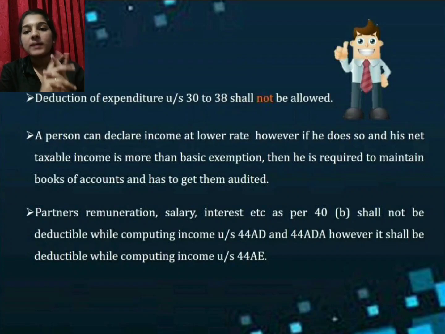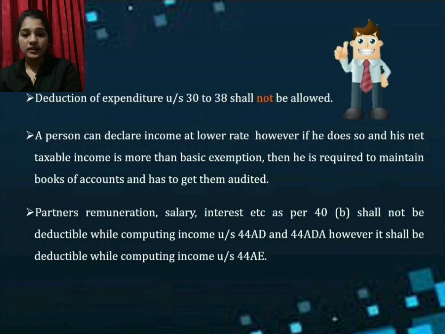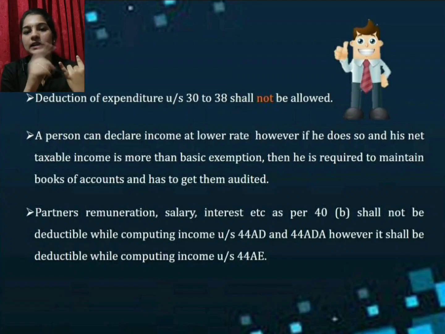Next, partner's remuneration, salary, interest, etc., as per section 40(b) shall not be deductible while computing income under section 44AD and 44ADA. However, it shall be deductible while computing income under section 44AE. So, now we have completed all the points regarding section 44AD, ADA and AE, and that is the end of presumptive taxation schemes for residents.